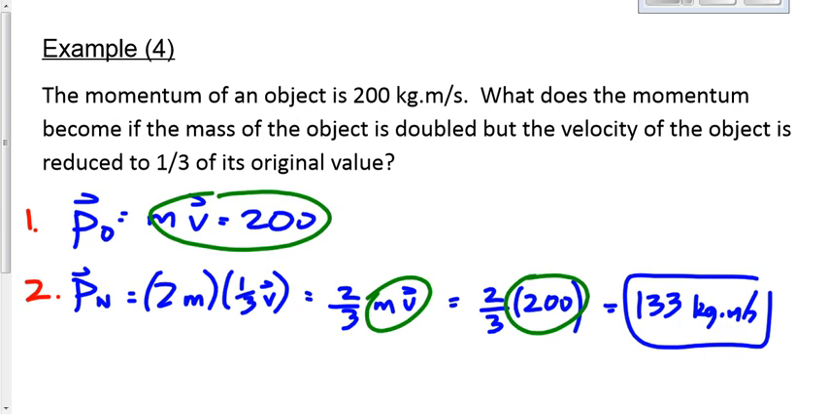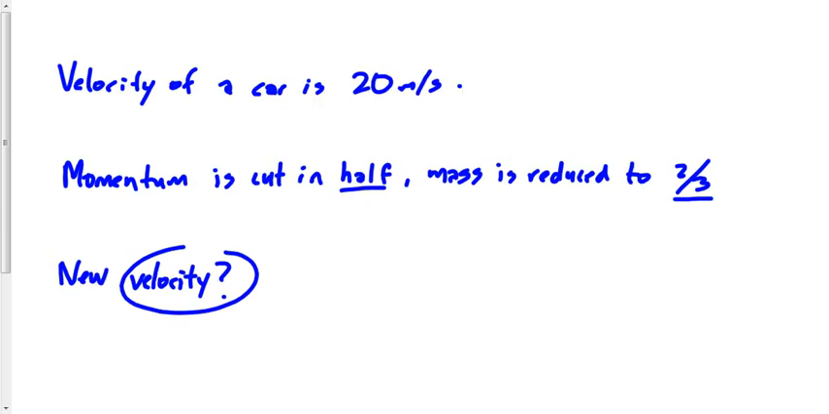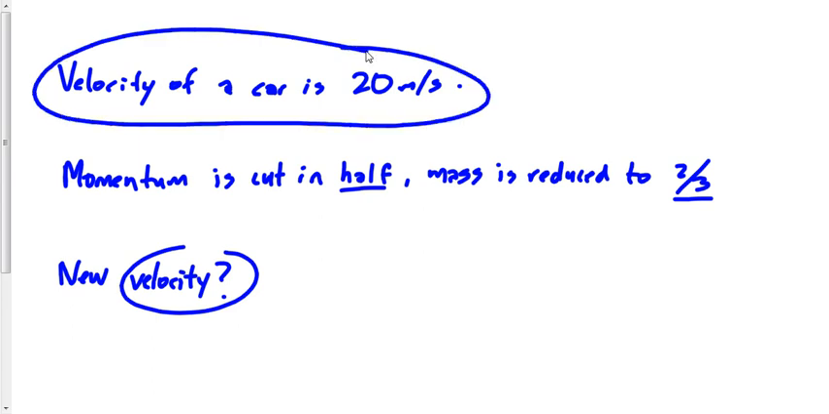Let's have a look at this practice question that I've written on the board here. It's going to use the same technique as we just used. This time, though, we're saying the velocity of the car is 20 meters per second. This is what the velocity is. But what does the velocity become if I cut the momentum in half and I reduce the mass to 2/3 of what it was before?